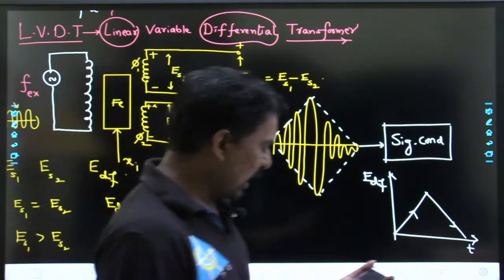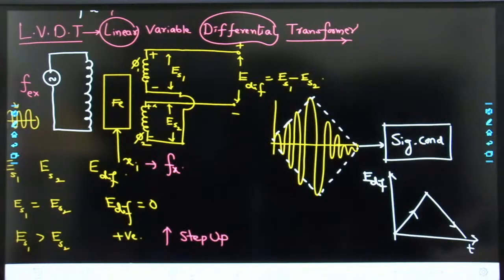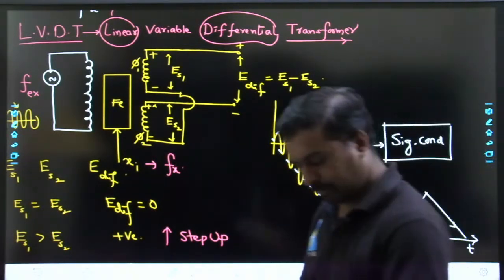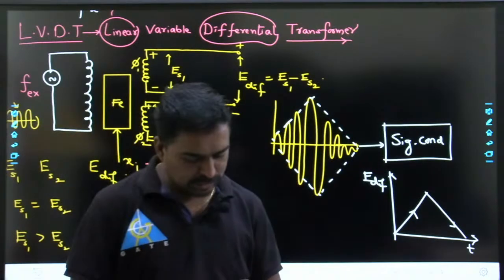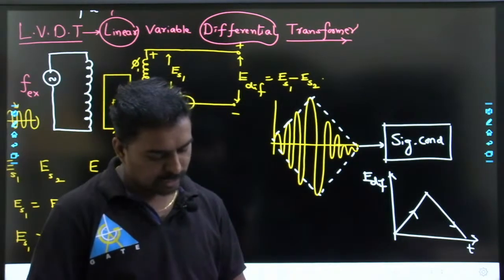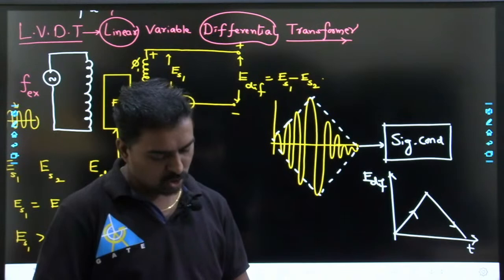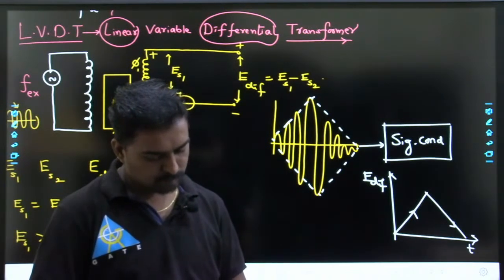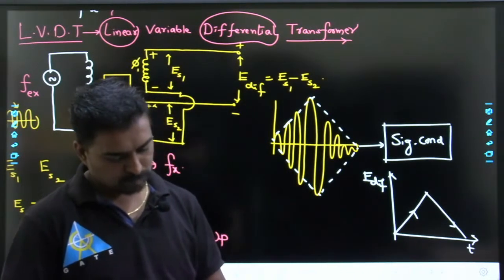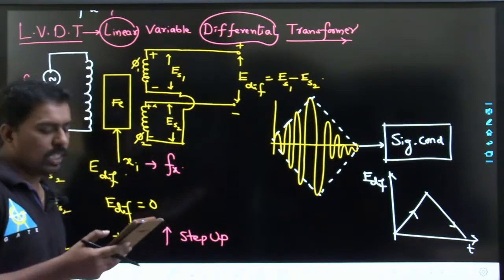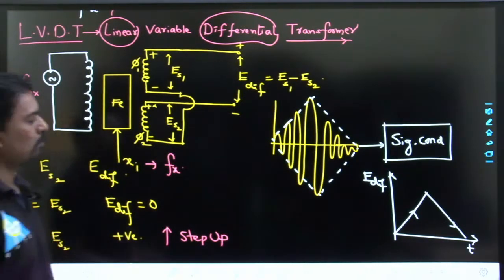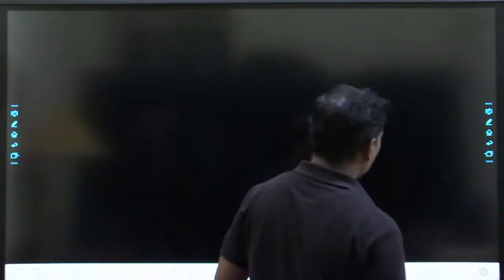Can harmonics create noise? Harmonics can create distortion. Harmonics can create distortion in output. Sure. So that is about LVDT.